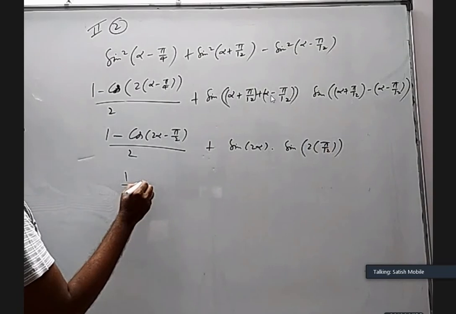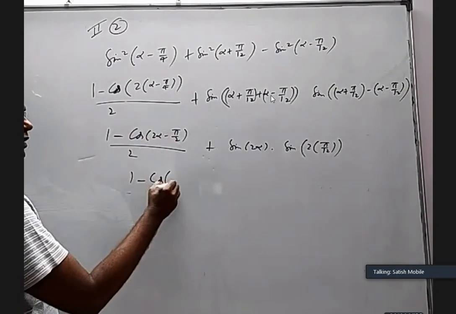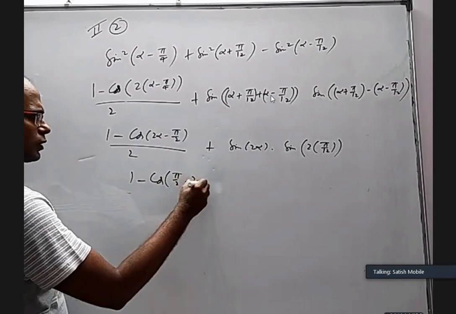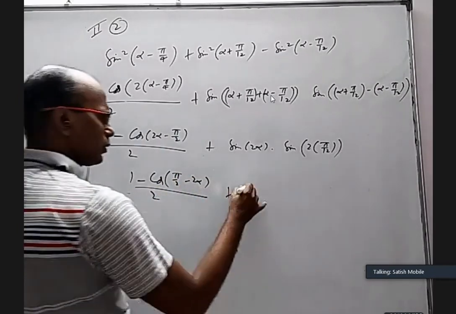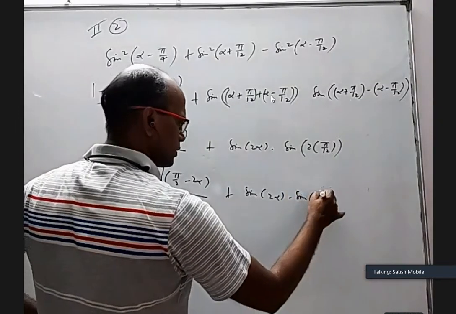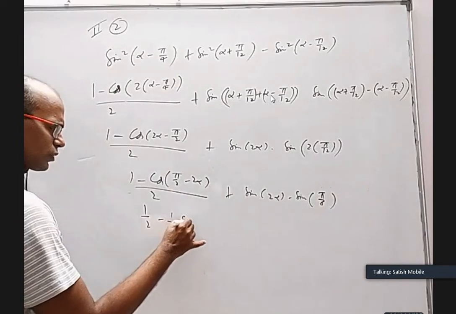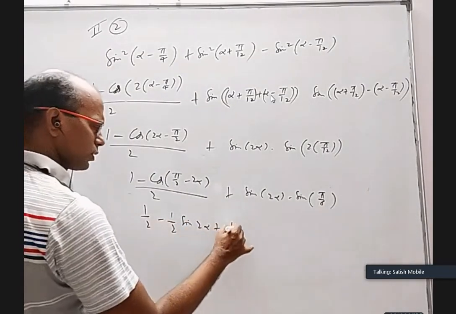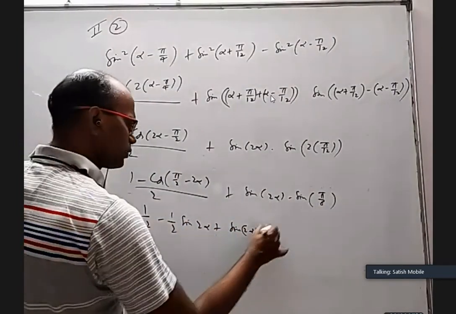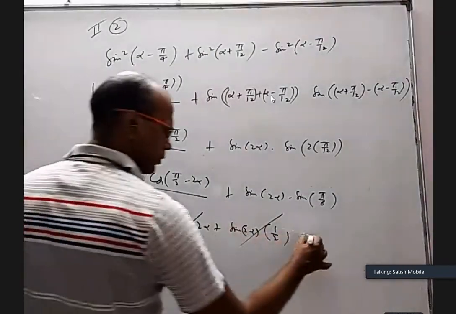Let it be. Cos(A minus B), I can write B minus A also. I'll write cos of pi by 2 minus 2 alpha by 2. This is sin 2 alpha into sin pi by 6. This is 1 by 2 minus half of sin 2 alpha. This is sin 2 alpha into 1 by 2. Both are the same, they'll get cancelled. We'll be left with this 1 by 2.